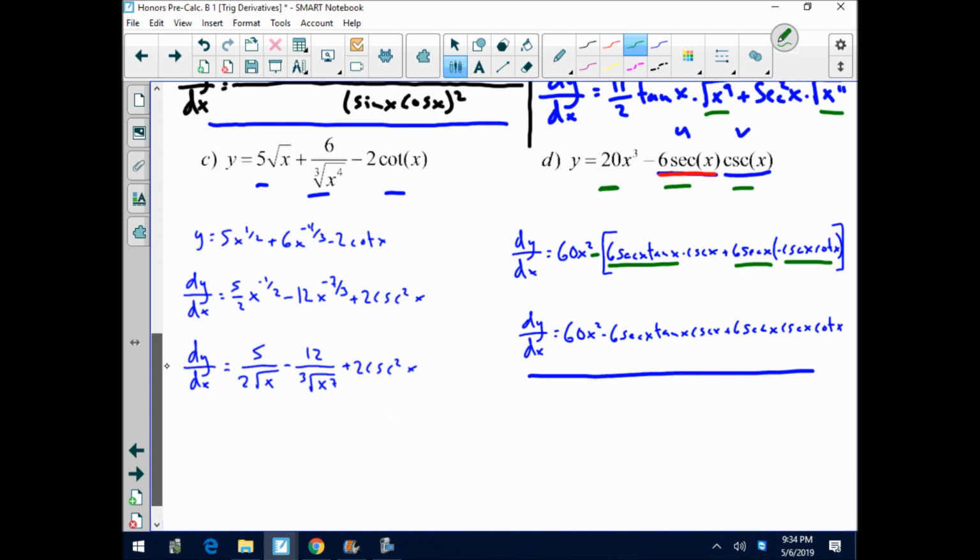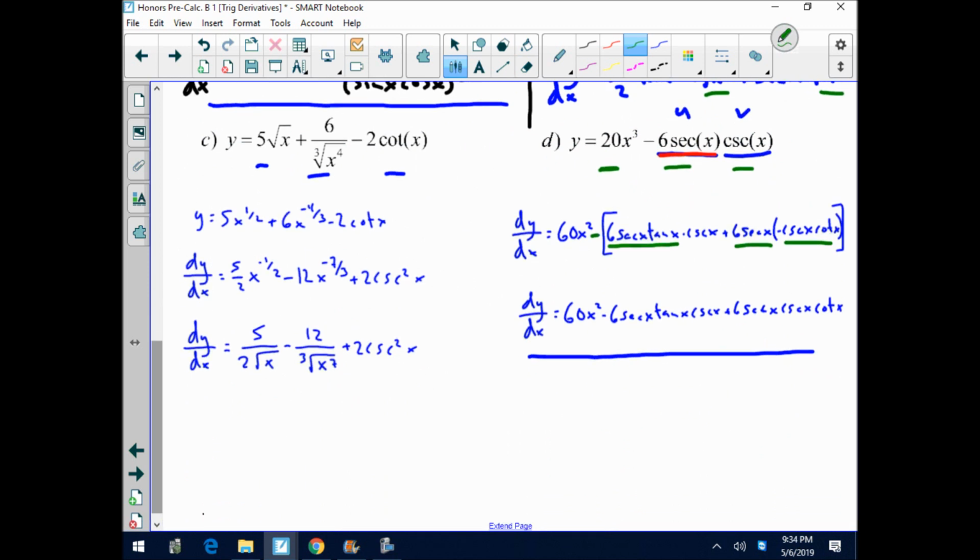Now right here with our c, we had to rewrite our function so that we could take the derivative with the power rule for our first and second term. So right here we have x times the square root of x as 5x to the 1/2, and our 6 divided by the cube root of x to the 4th as 6x to the negative 4/3. And then our last term is just our 2 cotan x. So right here we can go through and take the derivative term by term.